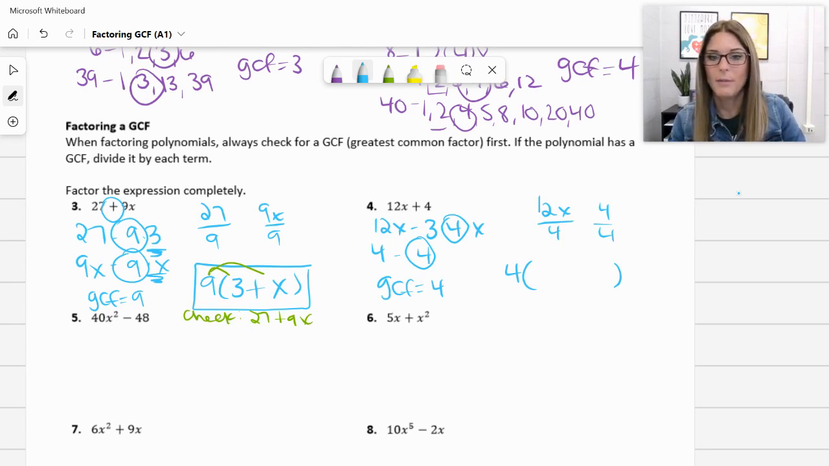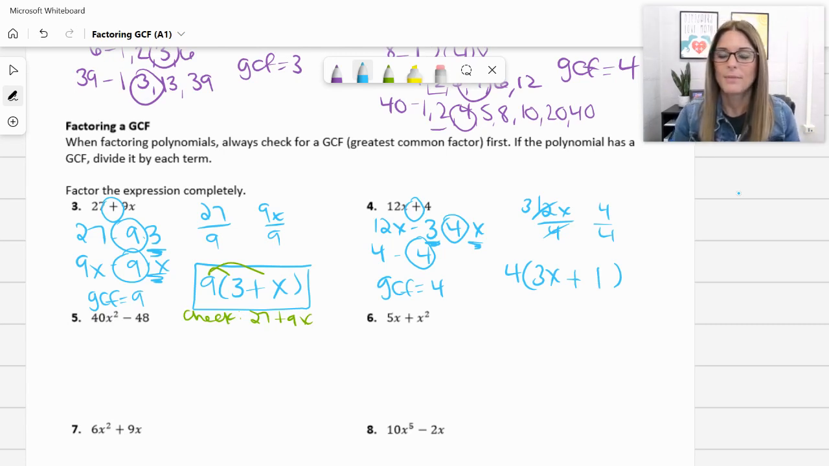So 12x divided by 4, what's left? You can see where I did not circle, we have a 3x left over. I could also divide over here and show that 12 divided by 4 is 3. 3x is left over, plus 4 divided by 4 is 1. So you got to keep a placeholder there. Sometimes students remove a GCF and they're like, what do I put there? Do I put a 0? Oh, no, we don't want to put a 0.